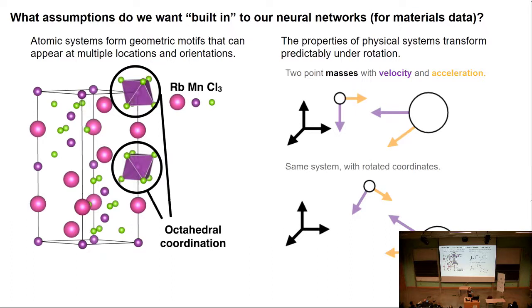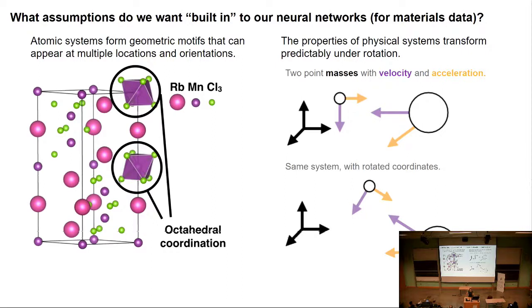So I'm going to flip it by saying, what assumptions do we want built into the networks? And I'll give two examples of the types of things that I wanted in my neural networks that I didn't find out in the wild and had to make to solve this problem. So let's say you have some sort of atomic system, whether it be a crystal, molecule, protein. Atomic systems form geometric motifs, so little patterns of atoms that can appear at multiple locations and orientations in a given example. So here I'm showing a rubidium manganese chloride crystal, and they have these octahedral motifs. So you have, I believe it's manganese that's octahedrally coordinated by chlorine atoms.